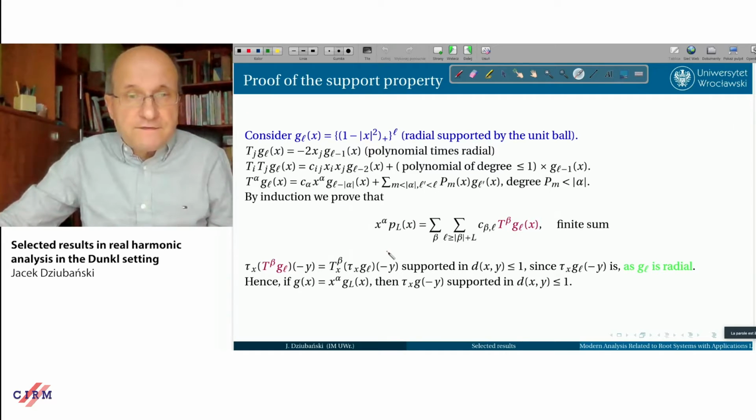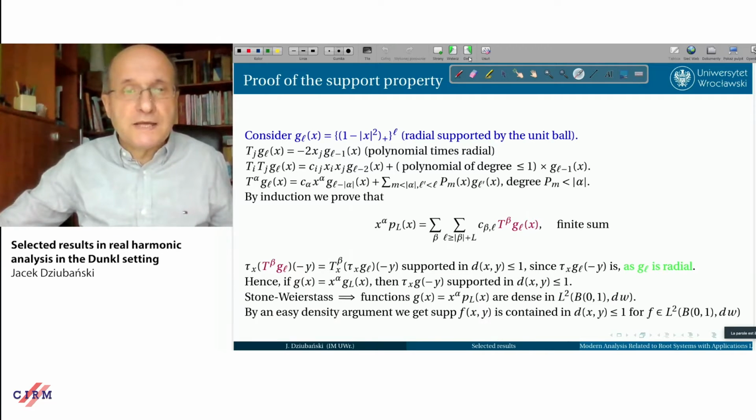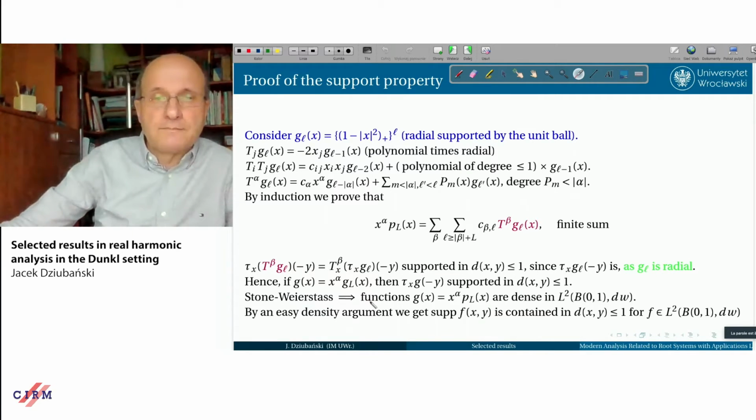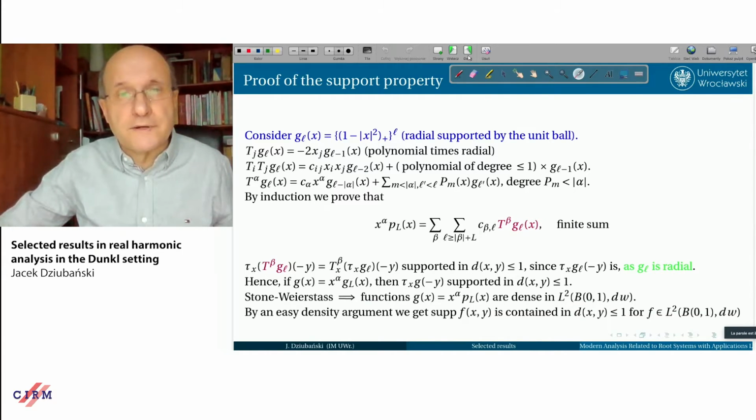Now we see that functions of that type form an algebra under linear combinations. So we may easily apply the Weierstrass theorem to prove that linear combinations of such functions are dense in L2. Now we use a very easy density argument to prove this theorem.